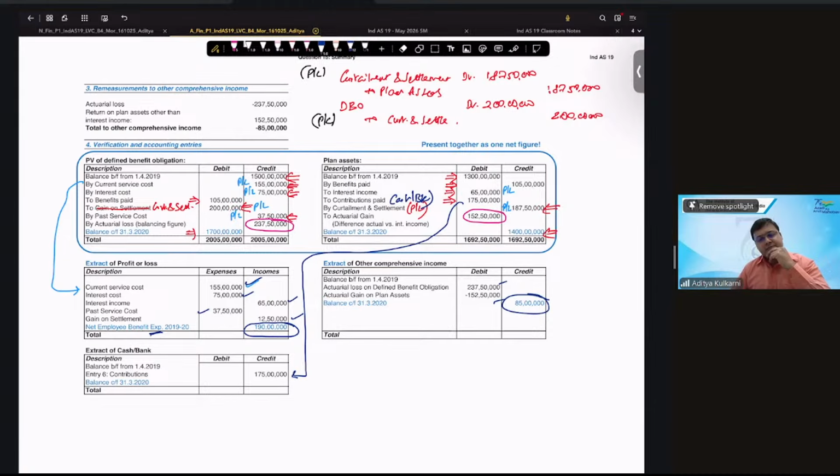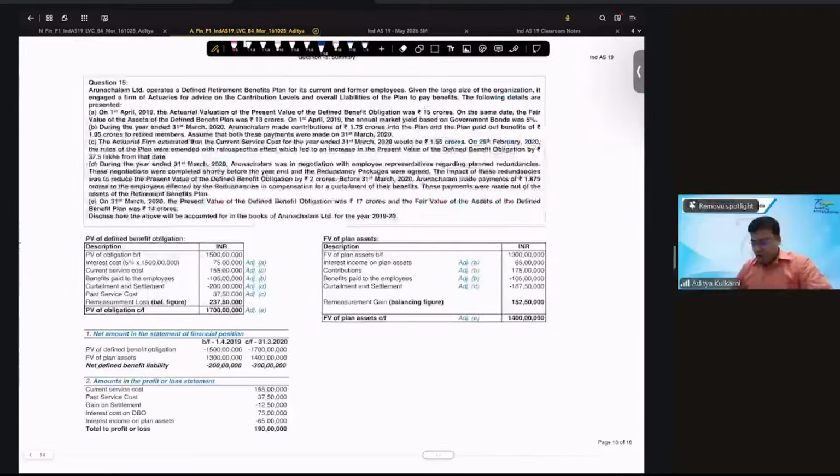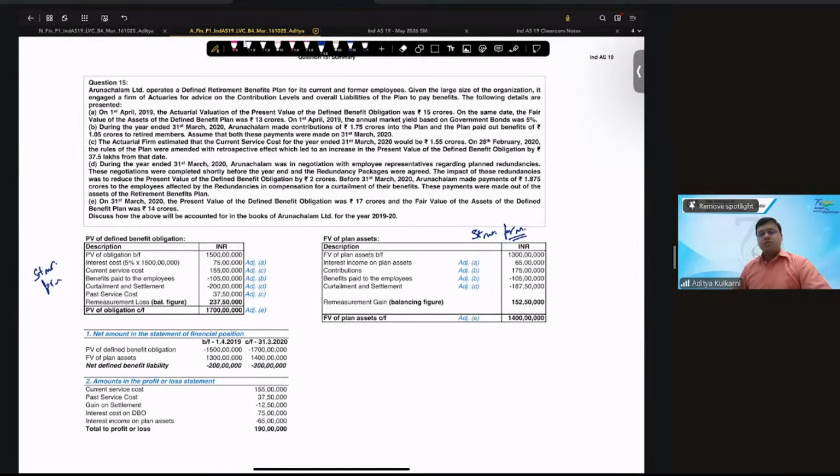Yes, sir. Let us move ahead. Now, how will the actual presentation happen? This is the whole account prepared in statement form. Defined benefit obligation, and this is plan assets. Statement form. Please look, it is nothing different from what we have done. Net amount in the financial position statement, that is the balance sheet.